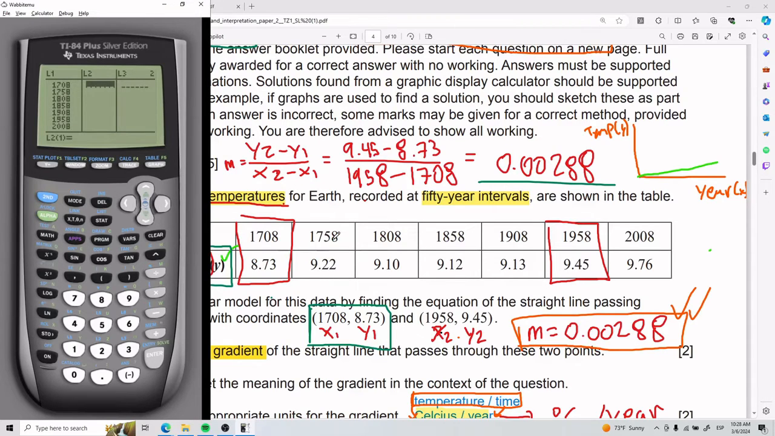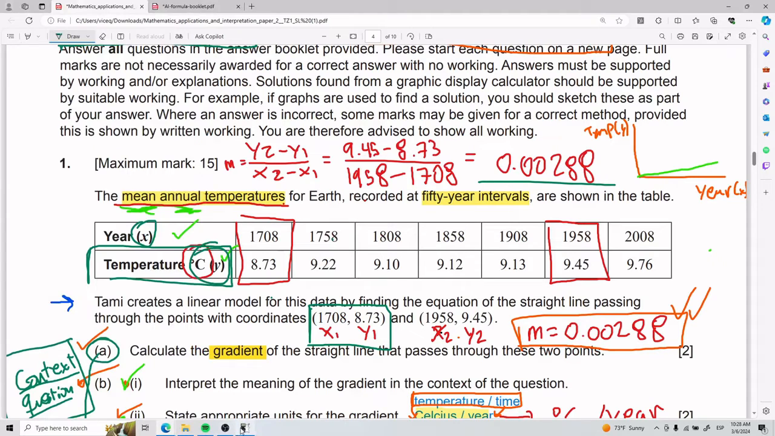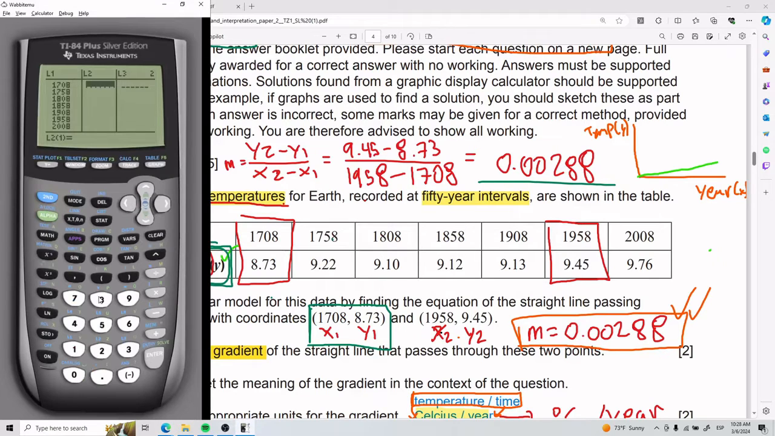Now we put in my Y values, which is temperature, my L2. So 8.73, 9.22. Oh, small mistake. Happens to anyone. Beautiful. 8.73, 9.22, 9.10, 9.12, 9.13, and so on.